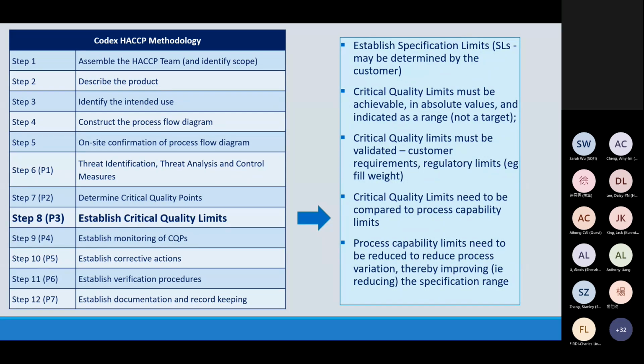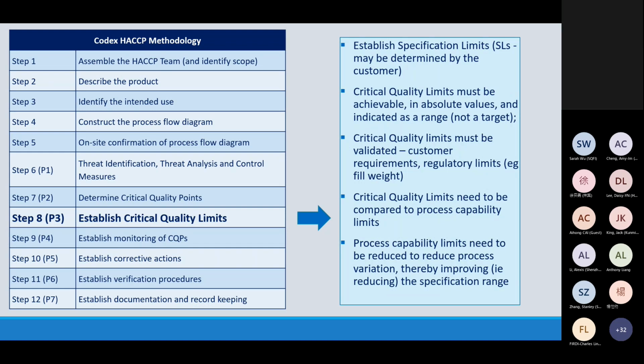They must be validated through customer requirements, retailer requirements, or regulatory limits. Could be fill weights, which are regulatory requirements. Critical quality limits need to be compared to process capability limits, and I'll come to that shortly, to make sure that the product is capable of achieving the critical quality limits without causing wastage. And process capability limits need to be reduced to reduce process variation. And again, I'll come to that shortly.